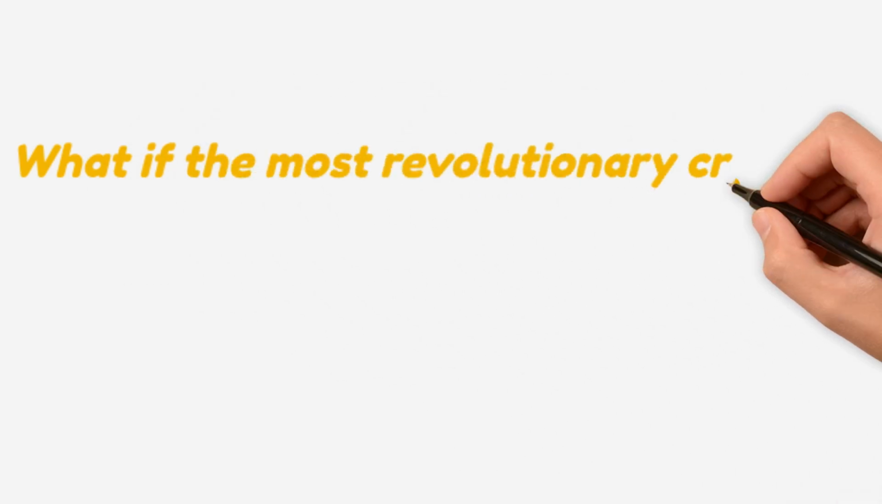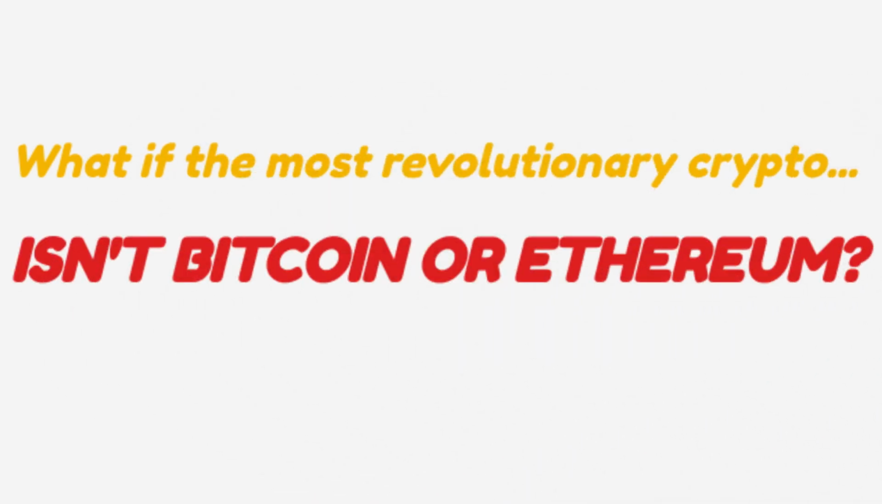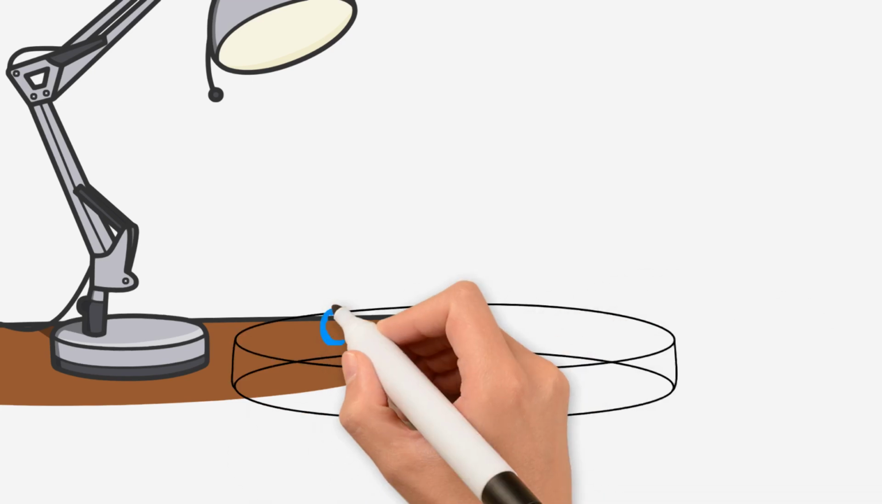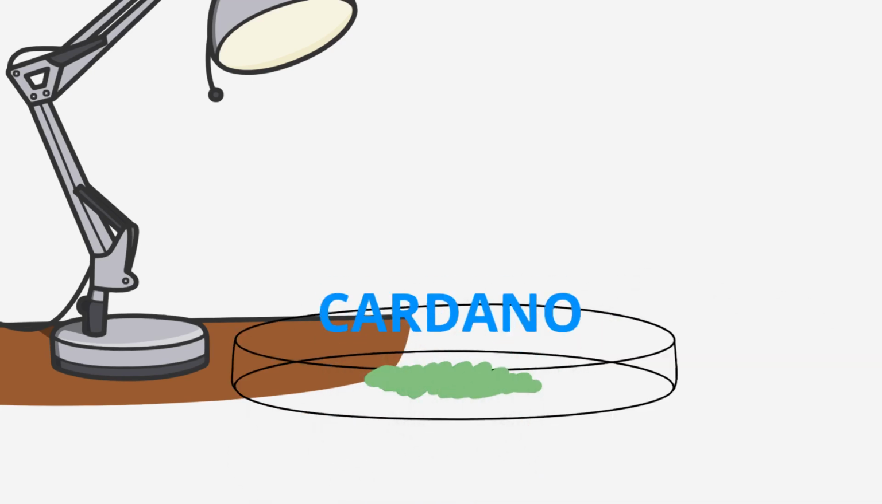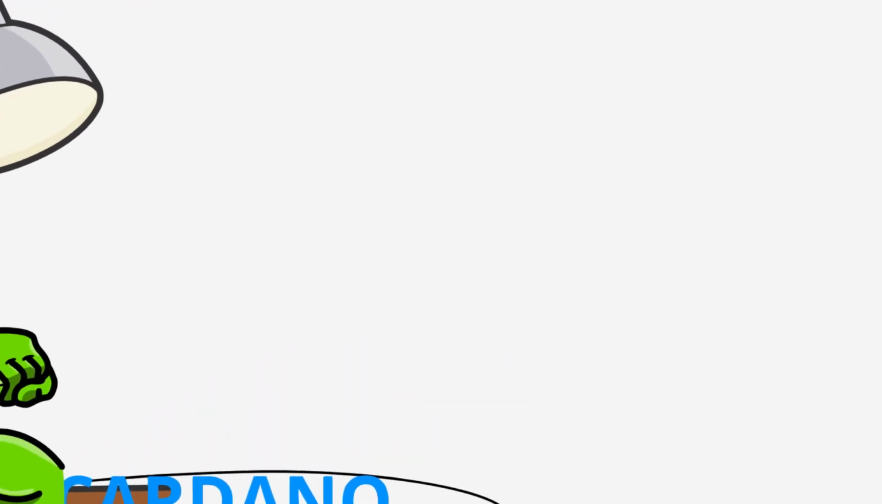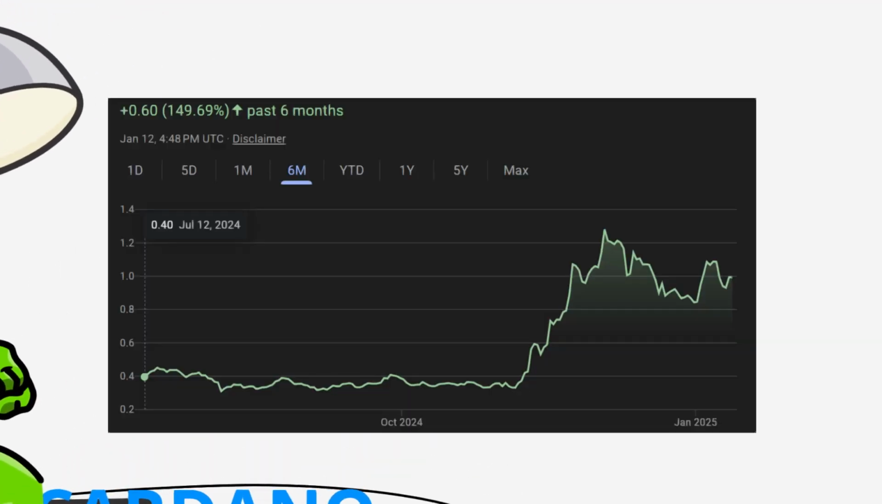While everyone's watching Bitcoin and Ethereum dominate the headlines, there's a quiet revolution happening right under our noses. Introducing Cardano, a blockchain project that could redefine everything we know about crypto. It's fast, energy efficient, and packed with potential, but almost nobody is talking about it.